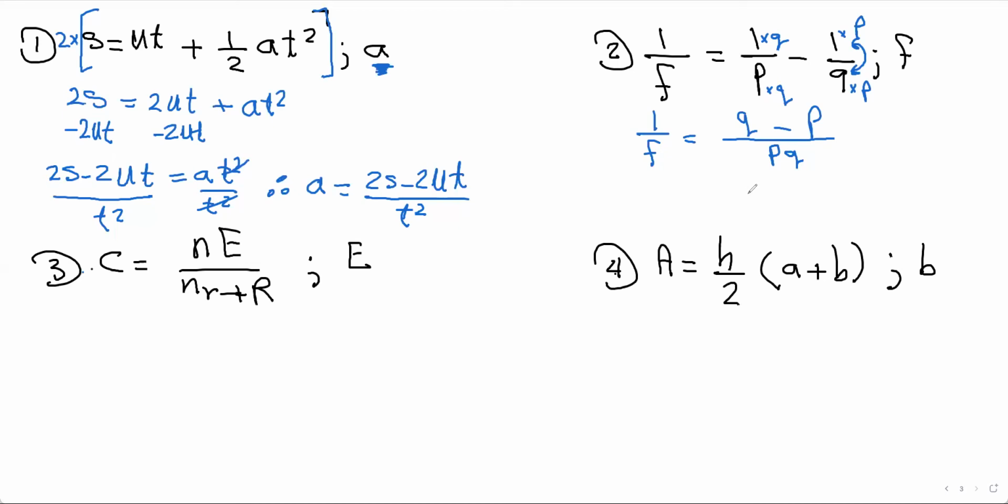Okay, good. And now, once I have one fraction here, and I'm solving for f, I just rotate the whole thing. So just think you could rotate the whole thing, both sides of the equal sign. So this becomes f over 1, which is just f, equals pq over q minus p. And that's done.